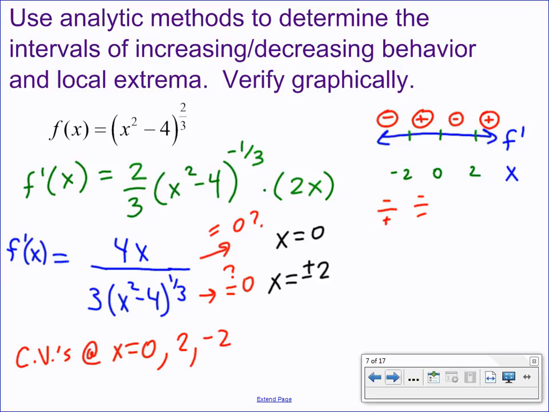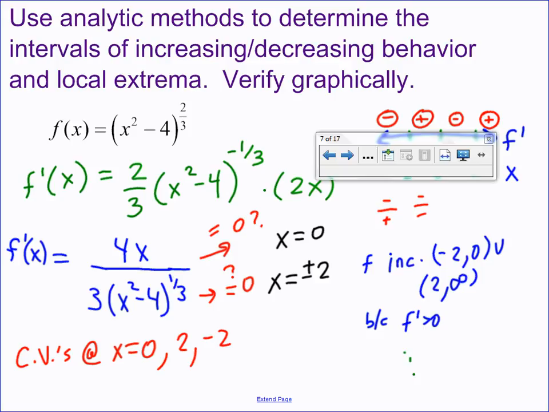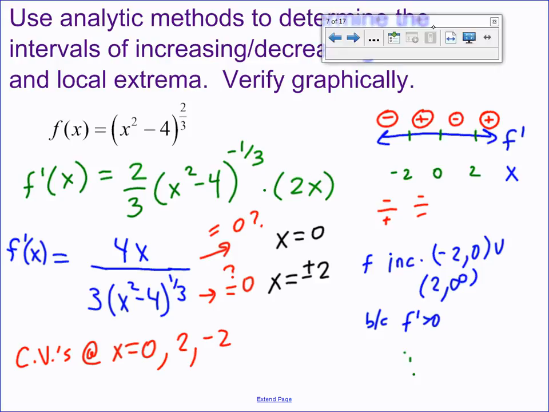All right, so we've already determined our intervals of increasing, decreasing behavior. It looks like f is increasing on negative 2 to 0 and 2 to infinity, because f prime is positive. F is decreasing on negative infinity to negative 2, union 0 to 2, because f prime is negative.